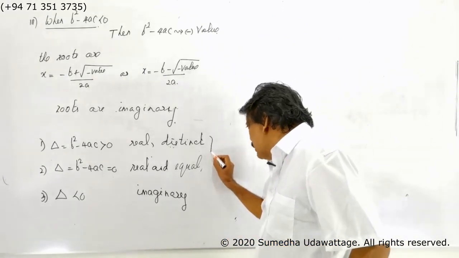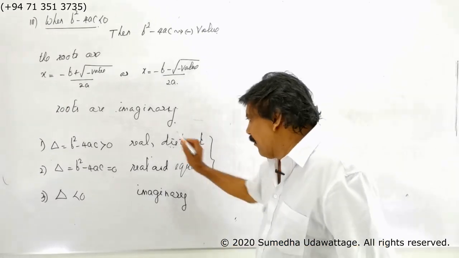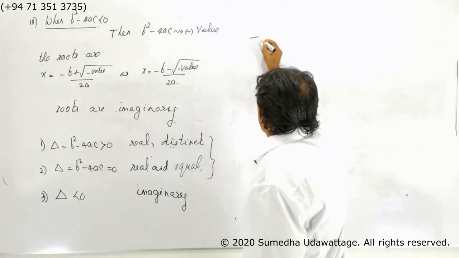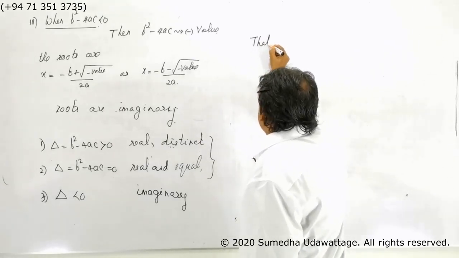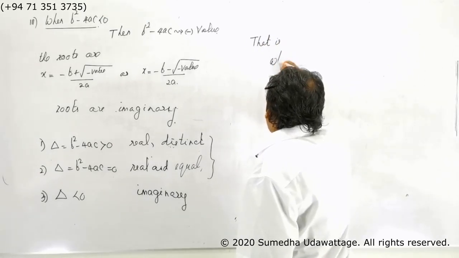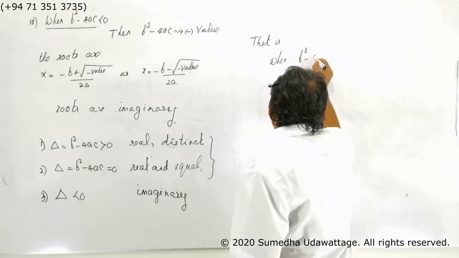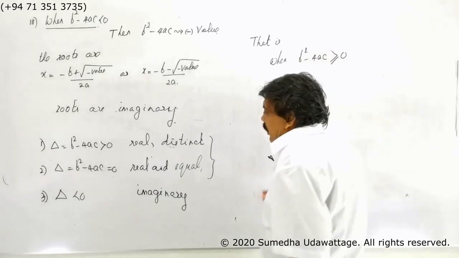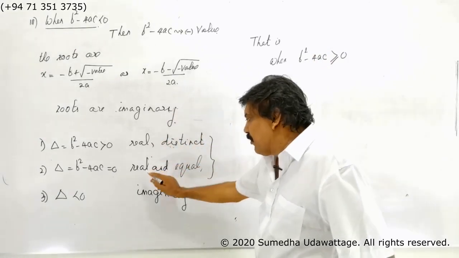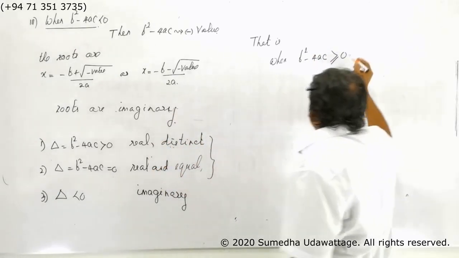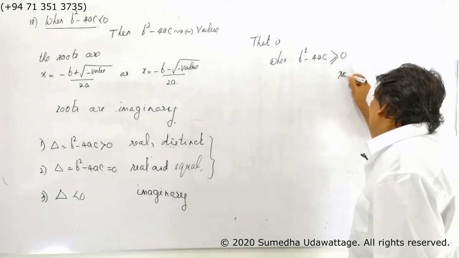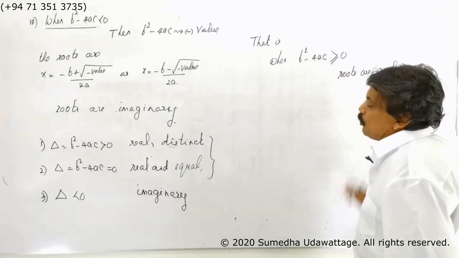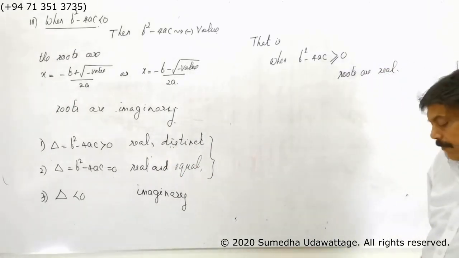Taking these two situations together, real distinct and real equal, we say that when b square minus 4ac is larger than or equal to 0, the roots are real.